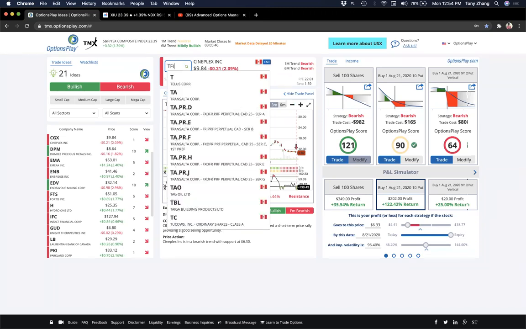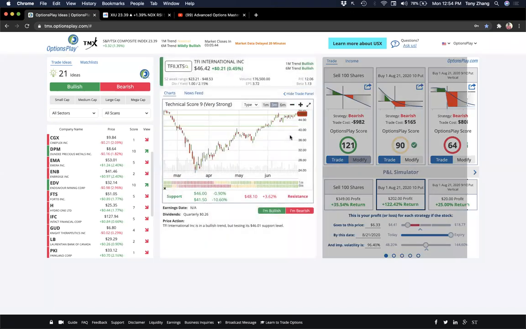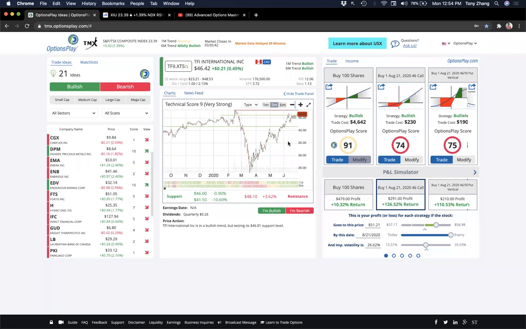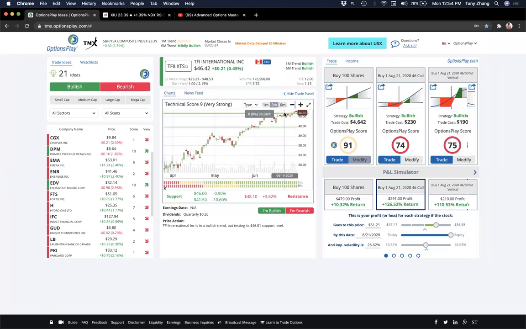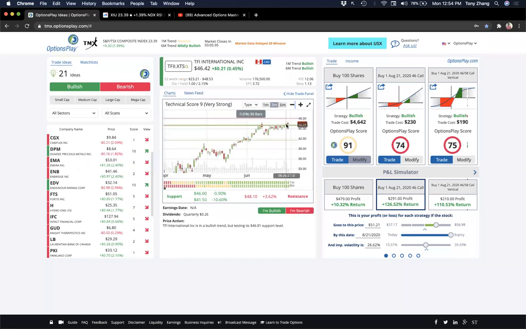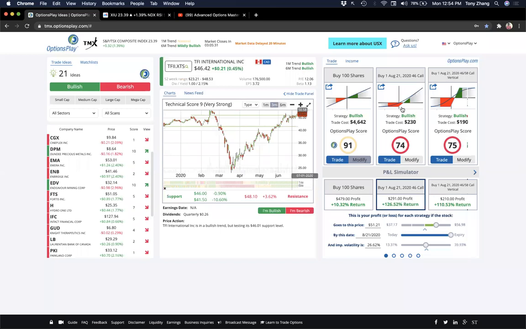TFI International, very strong stock. Looks like it's just about to break out to the upside here around that $46 level. Looks like it's just breaking out. I don't know much about this particular stock, but as you can see, call options aren't particularly cheap. Call spreads also aren't particularly cheap. So this might be the type of name where you're better off trading the stock.